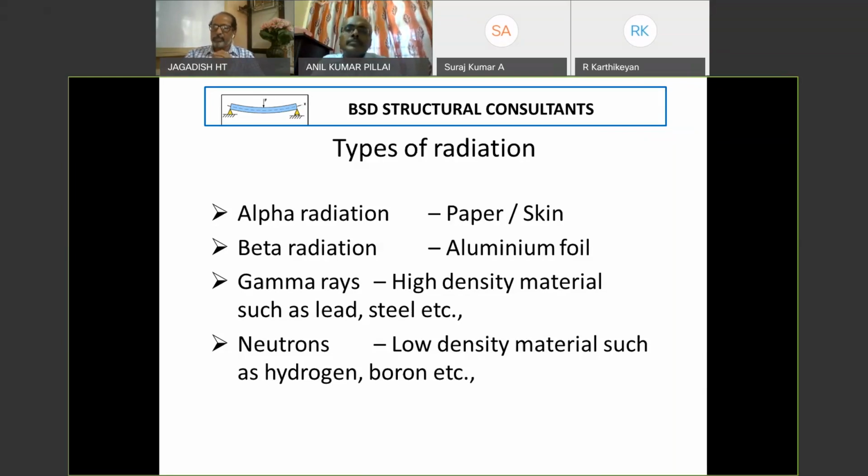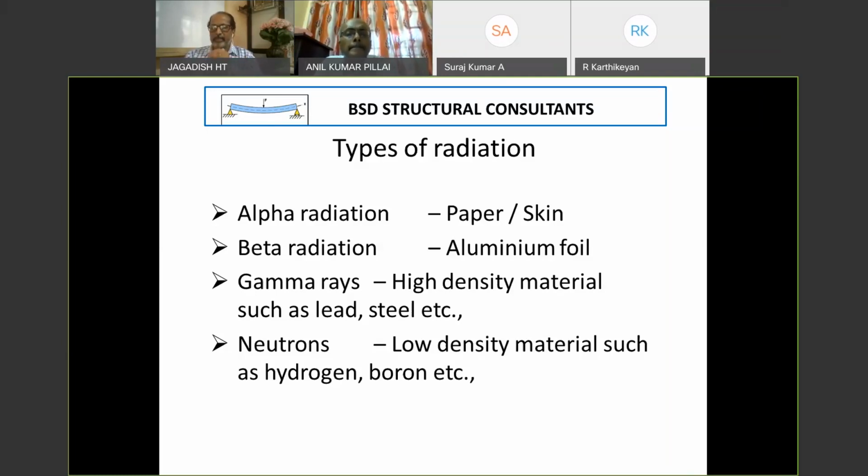For each radiation, what material can stop it? Alpha radiation can be stopped by paper, or it doesn't even pass through your skin. For beta radiation, thin aluminum foil is enough to stop it. Gamma rays will require high density material such as lead, steel, etc. Any high density material can stop gamma rays. Neutrons are the reverse. They require low density material like hydrogen, boron, etc.